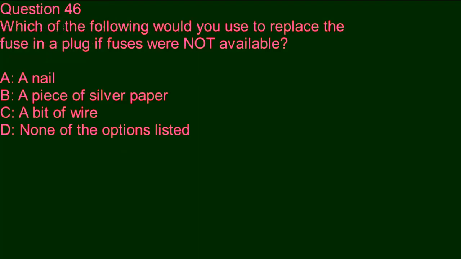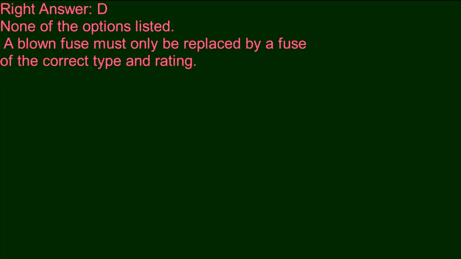Only to be allowed in exceptional circumstances. Question 46. Which of the following would you use to replace the fuse in a plug if fuses were not available? A. a nail. B. a piece of silver paper. C. a bit of wire. D. none of the options listed. Right answer, D. none of the options listed. A blown fuse must only be replaced by a fuse of the correct type and rating.